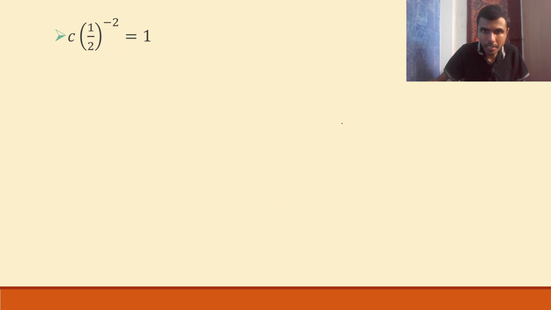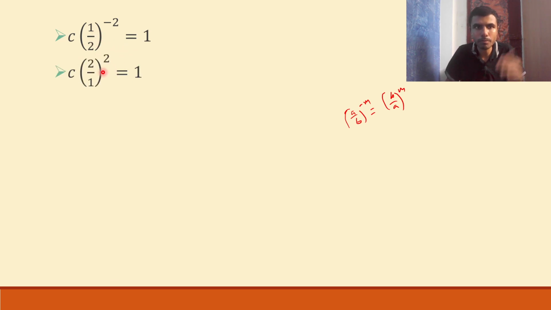There is a property in exponents. It states that a by b whole power minus m is nothing but b by a whole power m. So a by b becomes b by a. So here also 1 by 2 becomes 2 by 1 power 2. So 2 square is 4. So 4c is 1, so c is 1 by 4. Hooray, we got it.